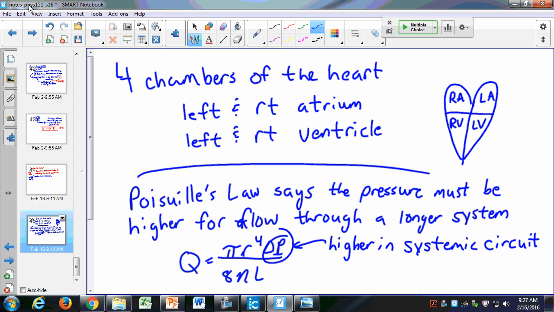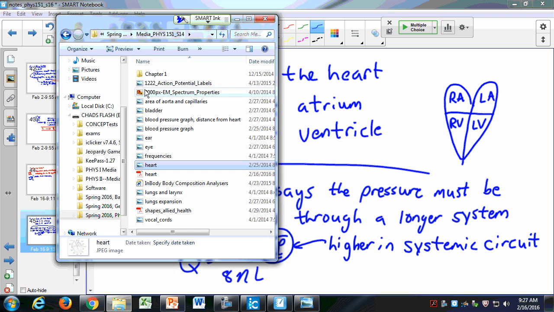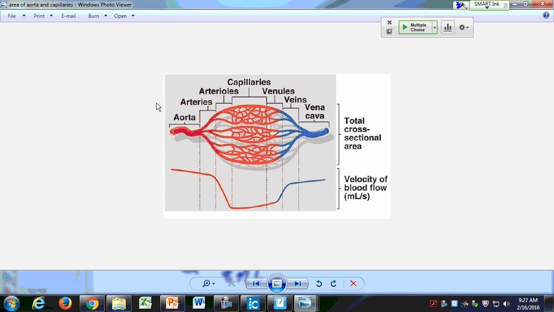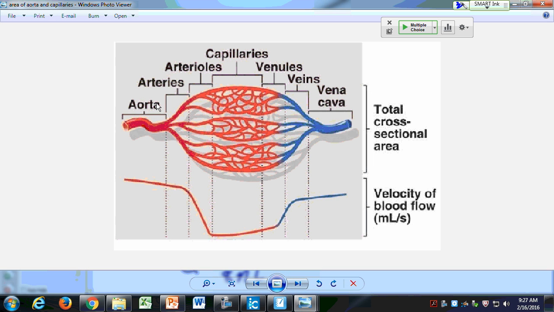Let me show you a picture of the systemic circuit. We'll ask a couple questions about it. Okay, so this is the systemic circuit as I go from the aorta to the arteries, to the arterioles, to the capillaries, and then back again to the heart through the venules, the veins, and the vena cava. Now, we've already said that the flow rate has to be constant all throughout this, because there is no fluid either coming into or leaving it. So you can't have a different flow rate through any part of it. So the flow rate must be constant.